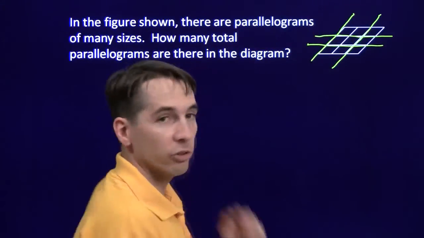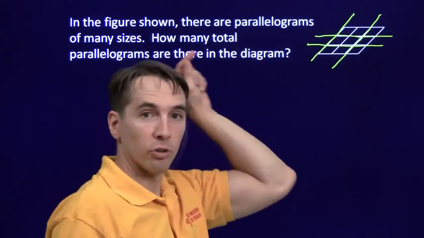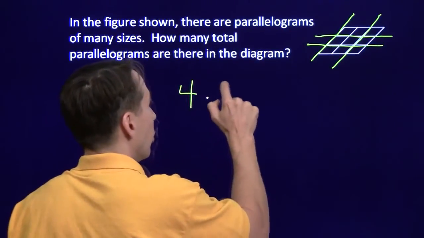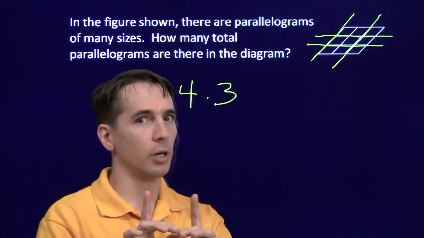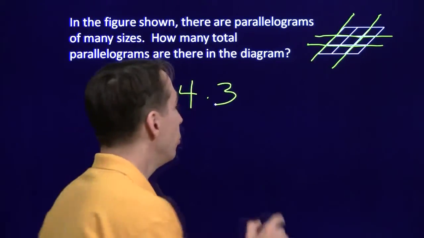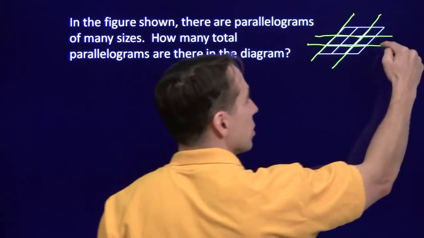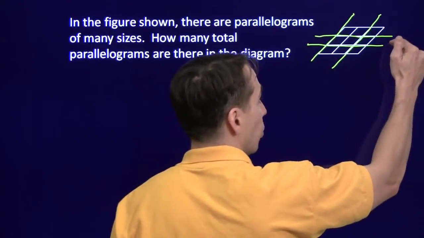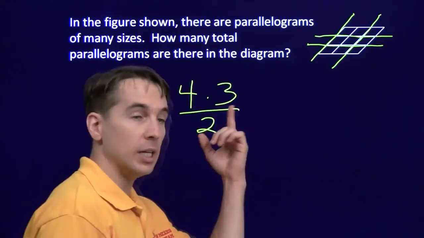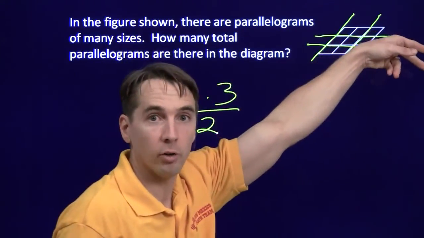Now I have 4 horizontal lines, so there are 4 ways for me to choose the first horizontal line. And that leaves 3 choices left for the other horizontal line. But I have to be careful here. I have to divide by 2 to account for the fact that I can choose them in either order. If I choose this one and then this one, I get the same 2 lines as if I choose this one and then this one. So there are 4 times 3 divided by 2 ways for me to pick 2 horizontal lines.